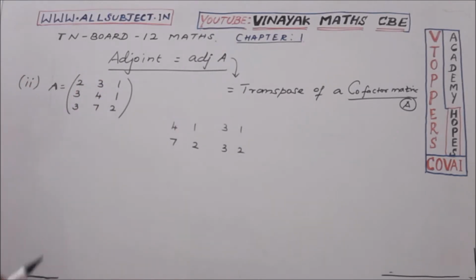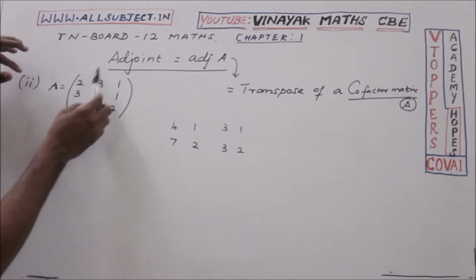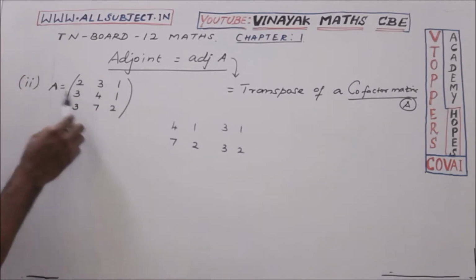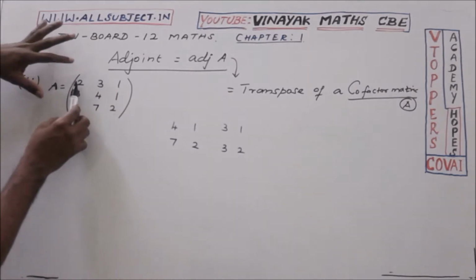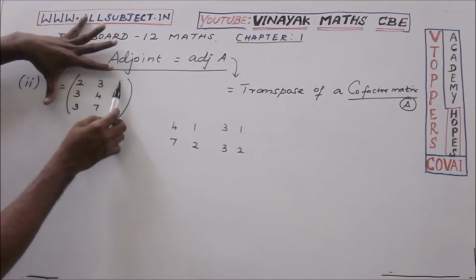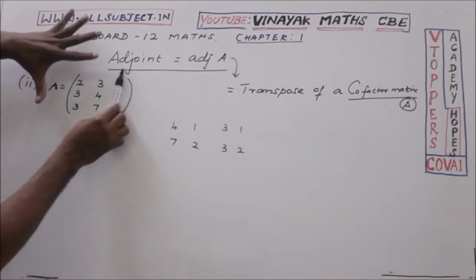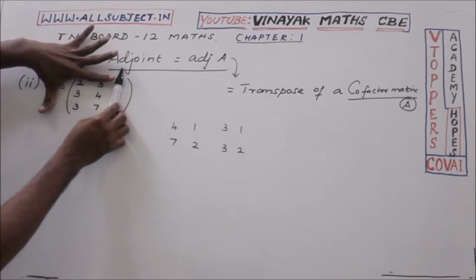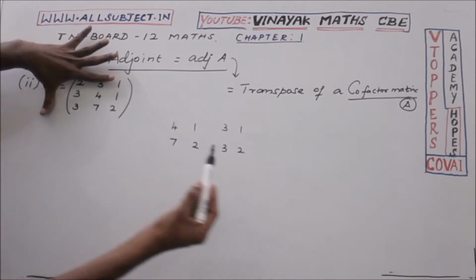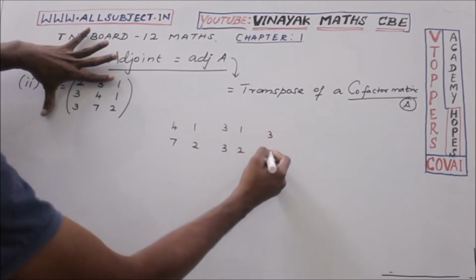Then the minor of 1. Next we move to the next element, in a particular order. The next move is here. The minor of this 1 is calculated by eliminating the first row and third column. The 4 elements are 3, 3, 4, 7.